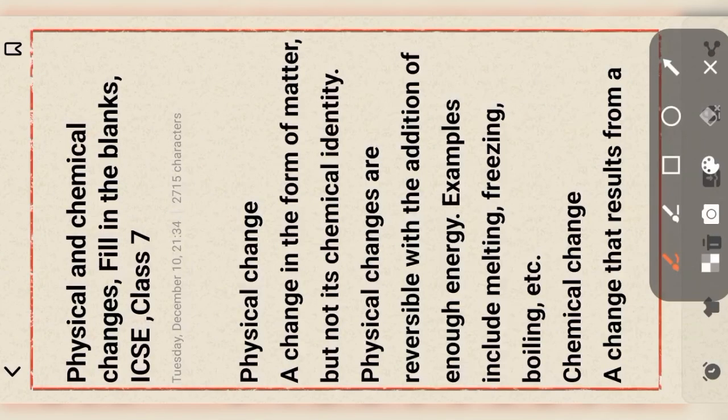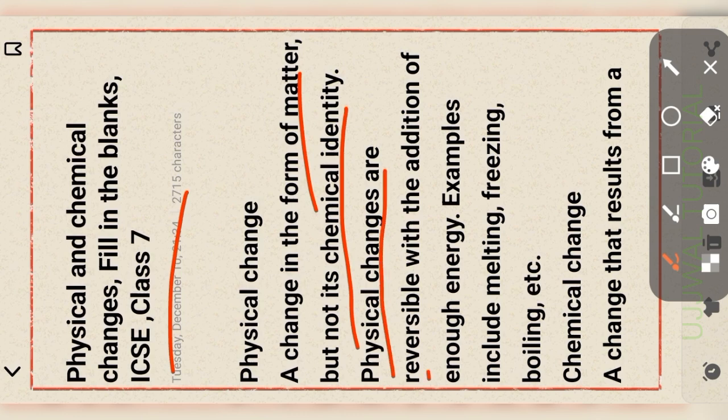My dear viewers, now we discuss fill in the blanks based on physical and chemical changes in ICSE Class 7. Physical changes are changes in the form of matter but not its chemical identity. Physical changes are reversible with the addition of enough energy. Examples include melting, freezing, boiling, etc.